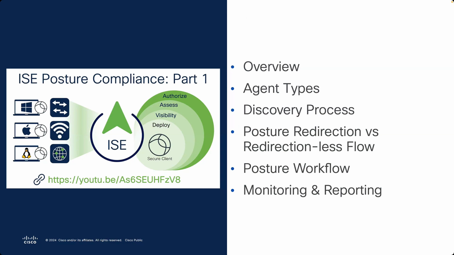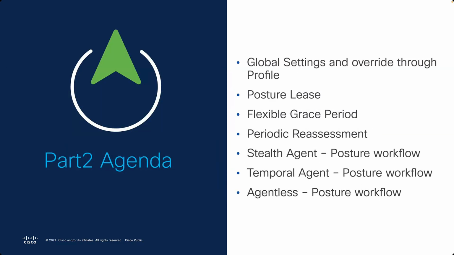So just rewinding back, as part of the ISE Posture Compliance series during part 1, we covered these topics. I would highly encourage you to go through our earlier webinar, available on the YouTube channel, to get a basic understanding of what a posture service is. We covered the agent, persistent agent flows, and how we monitor and report them. Now, as part of part 2, we're going to be talking about global settings and how we override them using the agent posture profile.